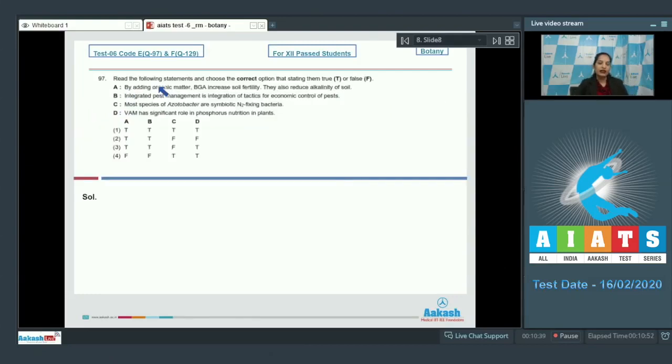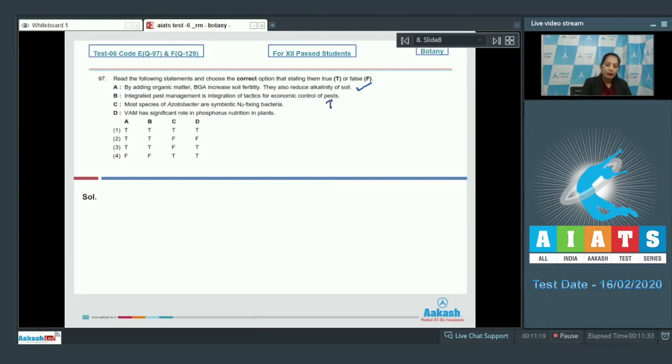Question number 97. Read the following statements and choose the correct option stating them true or false. A: By adding organic matter, BGA increase soil fertility. They also reduce alkalinity of soil. BGA, blue-green algae, they increase the soil fertility. Yes, of course. And they reduce alkalinity of soil also. This is also a true statement. So this is correct.